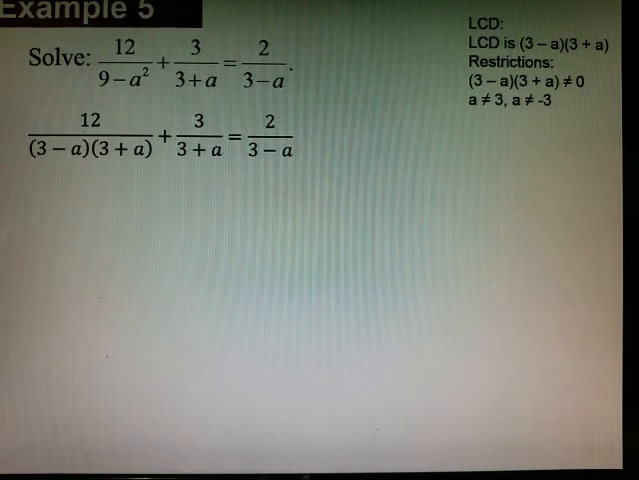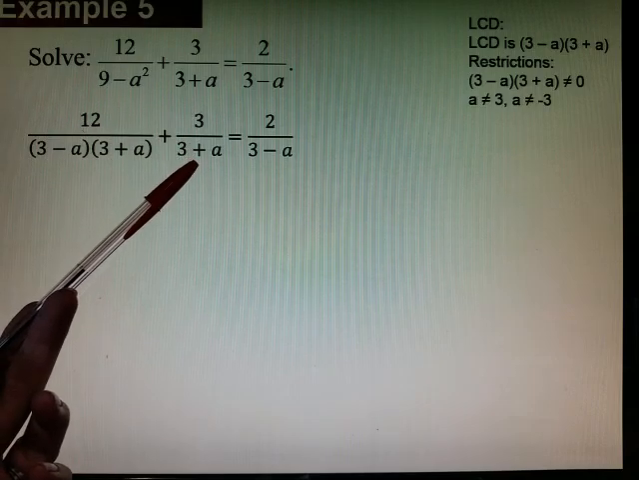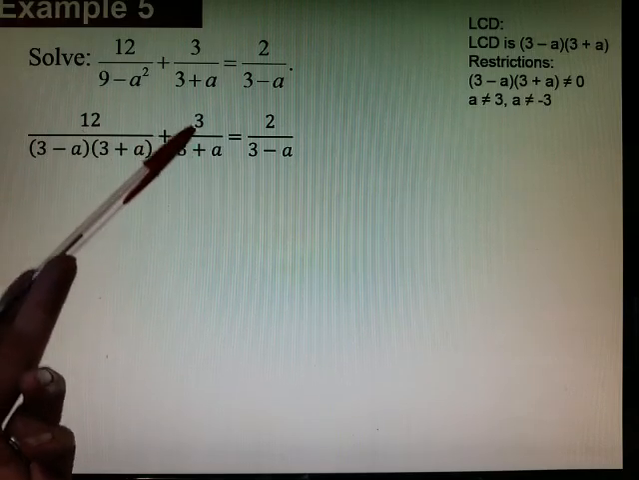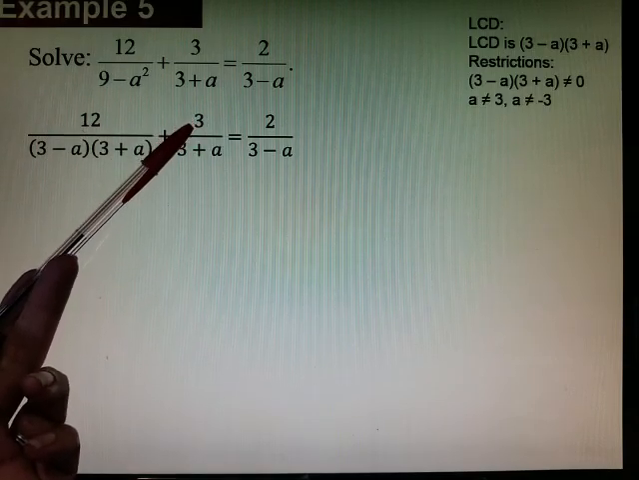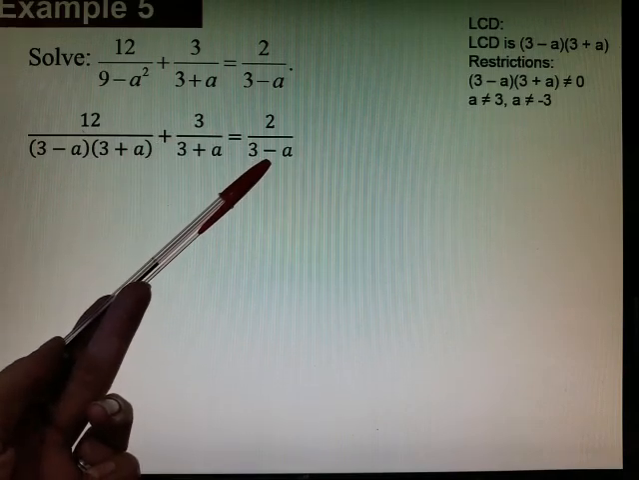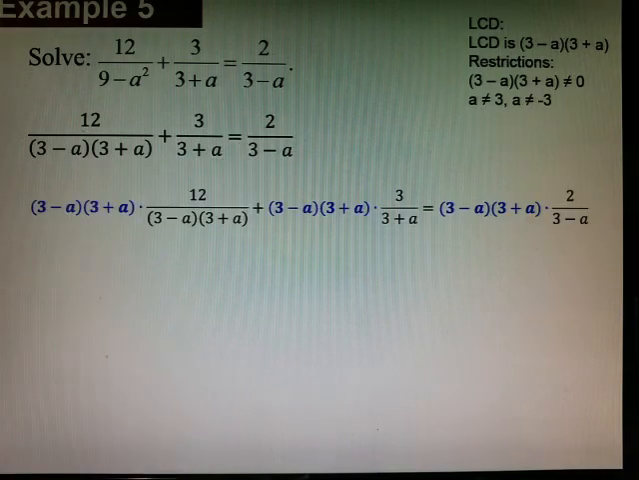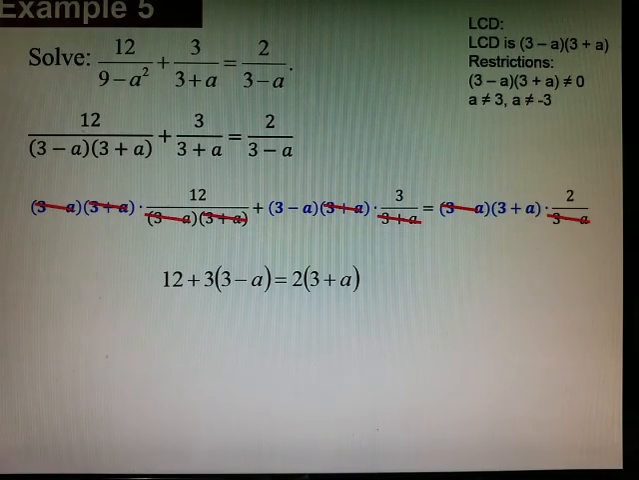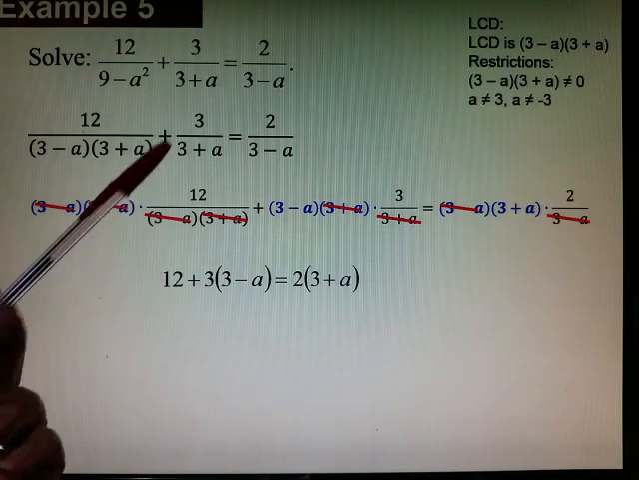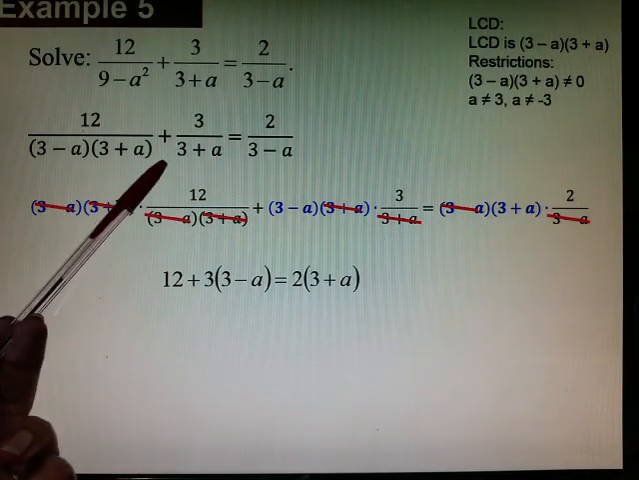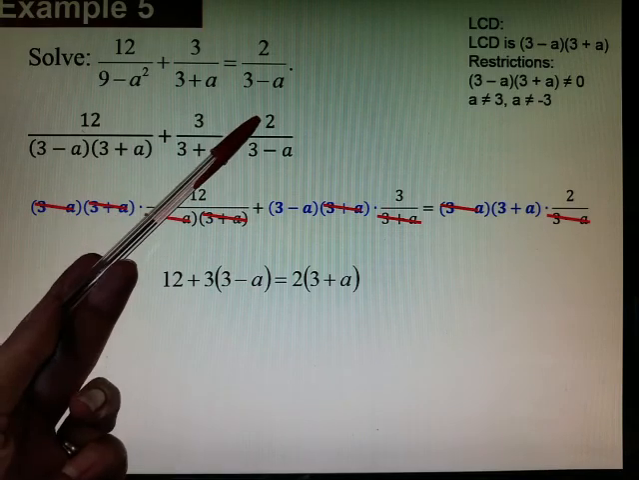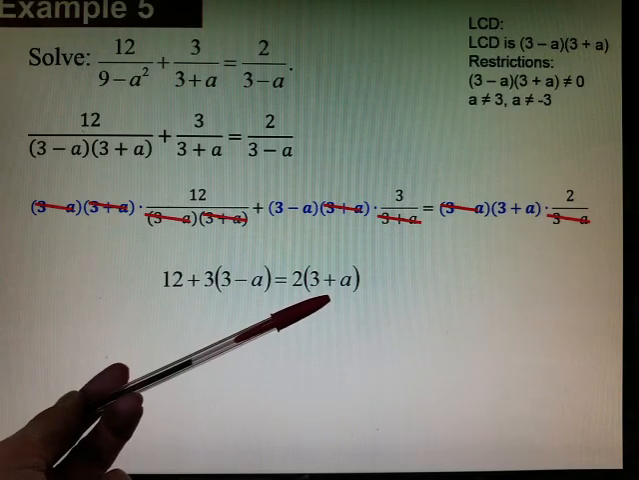So what does the first fraction need? Nothing, just leave it at 12. Second fraction needs 3 minus a. So I'm going to do 3 times 3 minus a. This already has a 3 minus a, so this one needs a 3 plus a to be 2 times 3 plus a. So let's jump down to there. So again, 12 didn't need anything. This 3 times what was missing, 3 minus a. 2 times what's missing, 3 plus a.